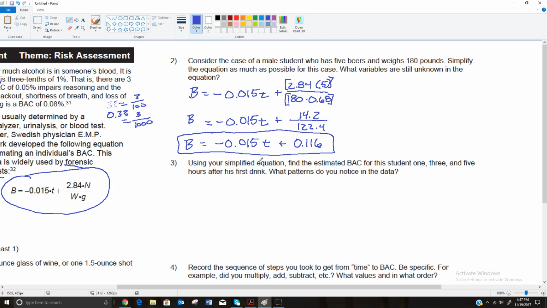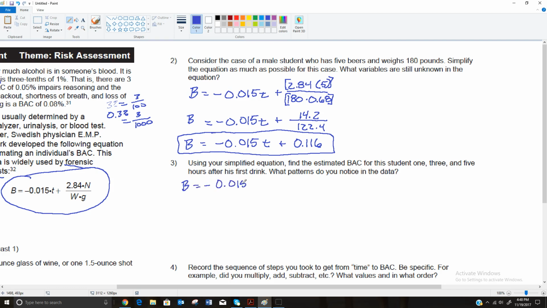Now it says, using your simplified equation, find the estimated blood alcohol content for the student for 1, 3, and 5 hours after his first drink. So now we've got this all constant. The student's weight isn't going to change. We're going to keep the constant at 5 beers, and the student's going to remain the same male student, so the gender constant doesn't change. So the only variable that we have left is this T, and we're going to change that T and see how that affects his blood alcohol content.